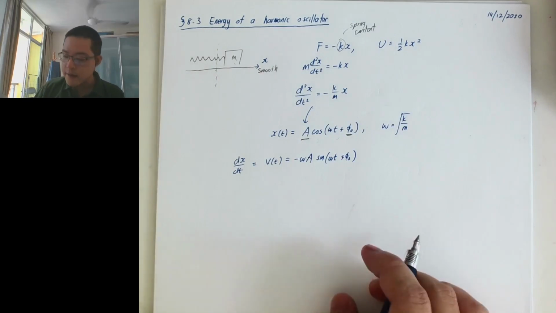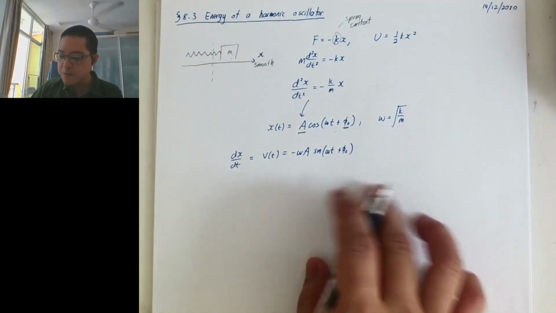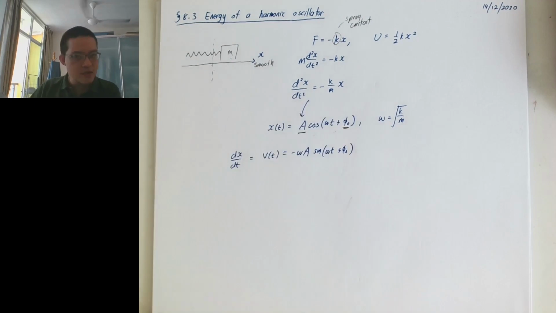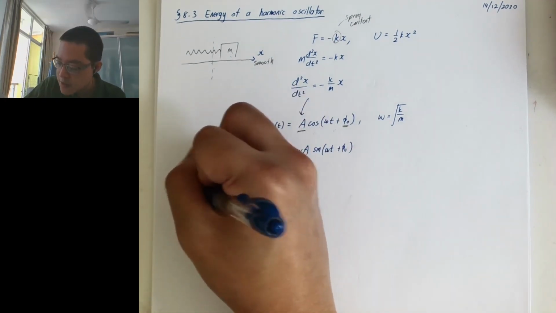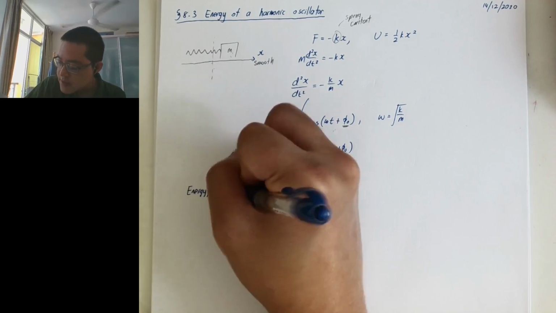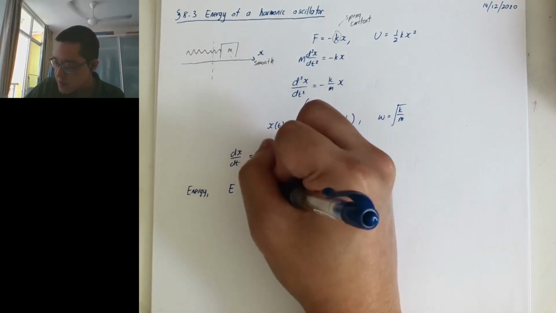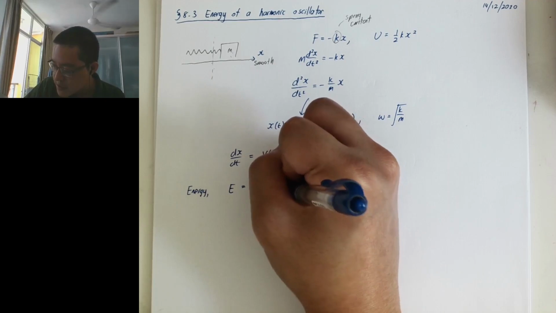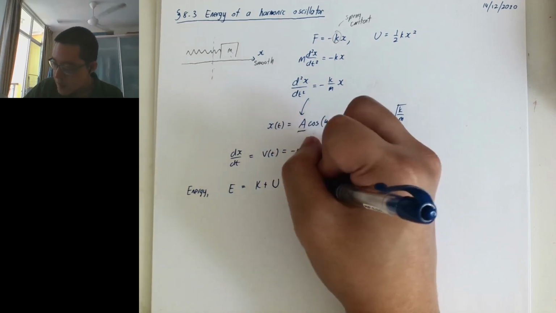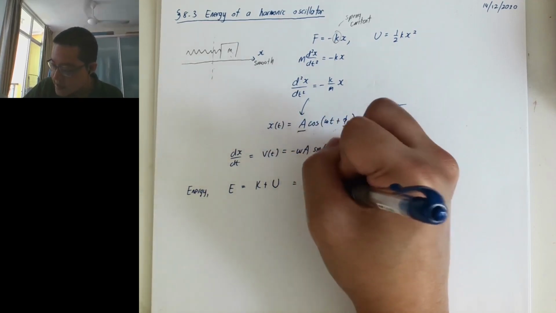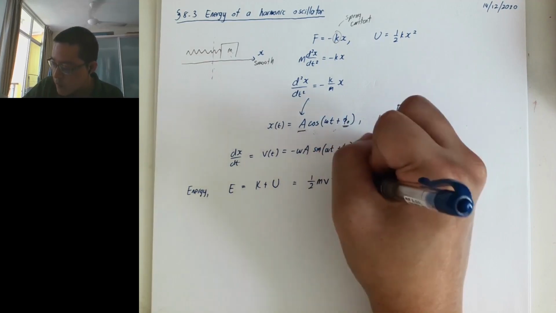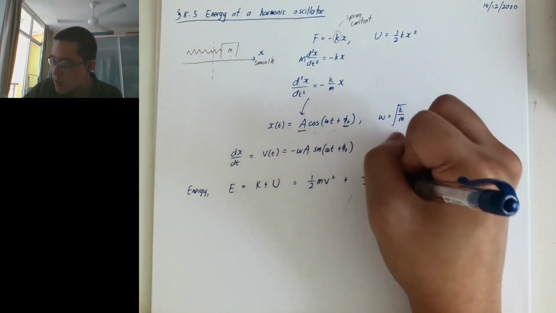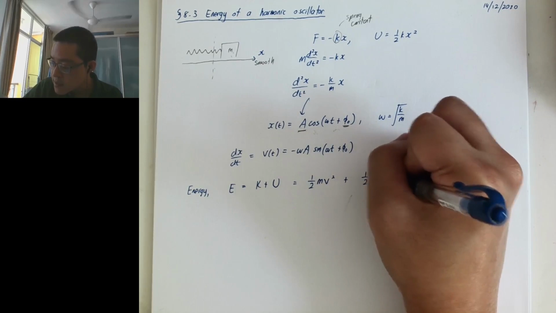Then in the previous class, I showed you how to calculate the energy. So let's go through this again. We have more time and we can go a bit slower. The energy is given by E equals K plus U. K is the kinetic energy, so half mv squared. U is the potential energy, so half kx squared.